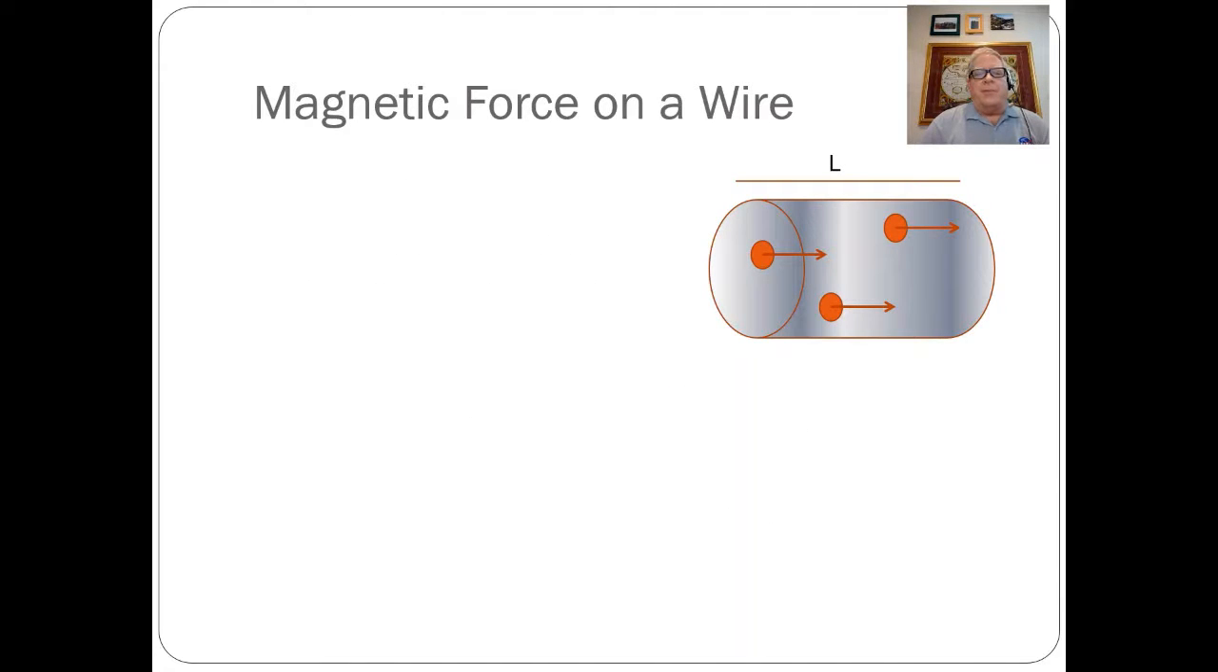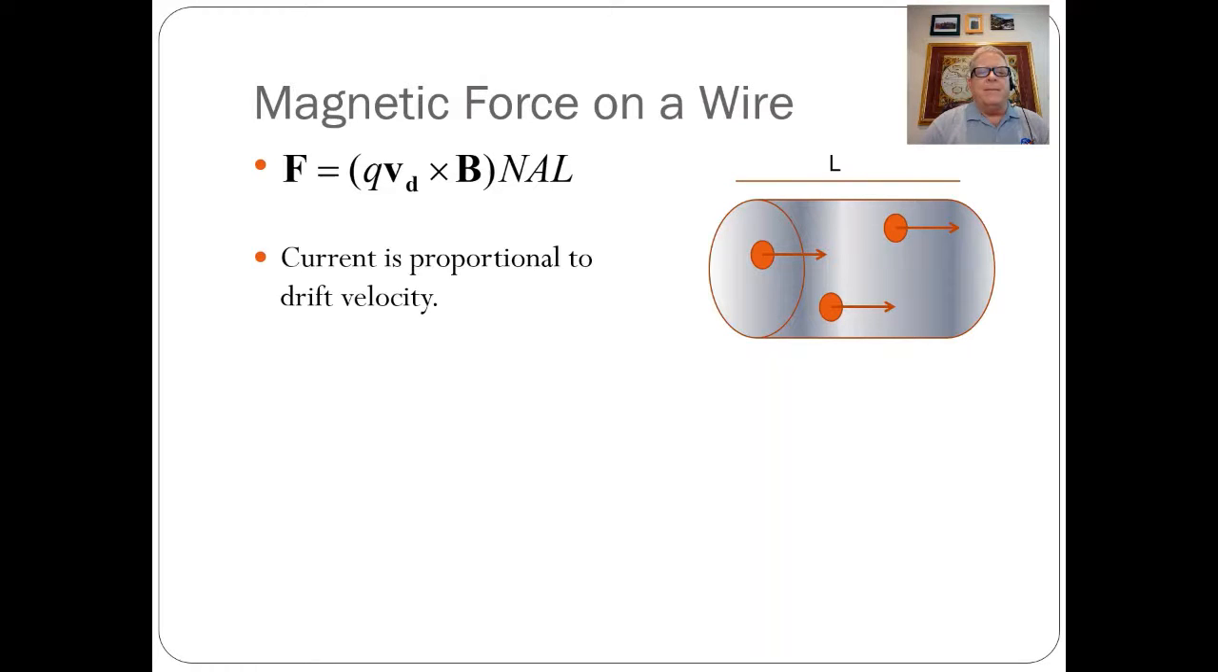Now you probably have already seen where this is going, because we have seen our number of charges per volume before. This is our formula we just derived. But the current is proportional to that drift velocity. In fact, we found out that the current is equal to the number of charges per unit volume times the charge of each charge times the drift velocity times A. And that all becomes the current.